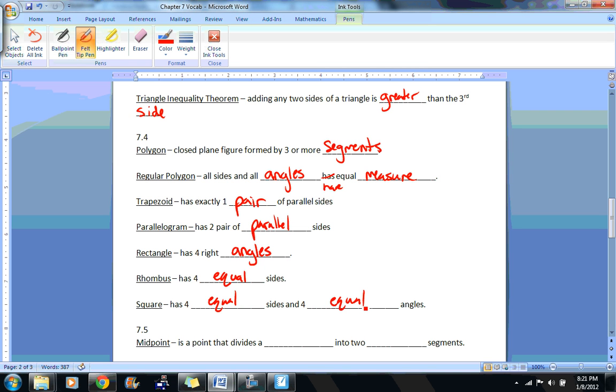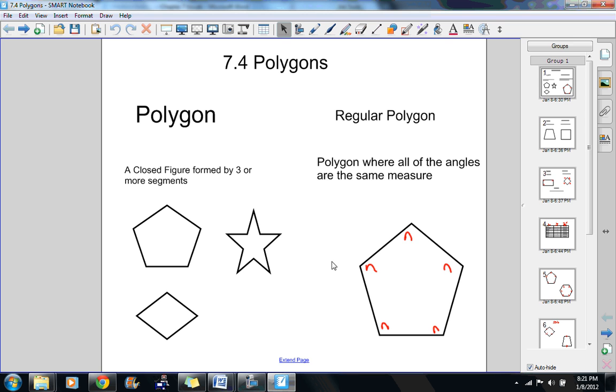Now you could put congruent because congruent and equal mean the same thing. Alrighty, so if you need to pause that to get all those filled in, that's fine. But we're going to move to the actual stuff.